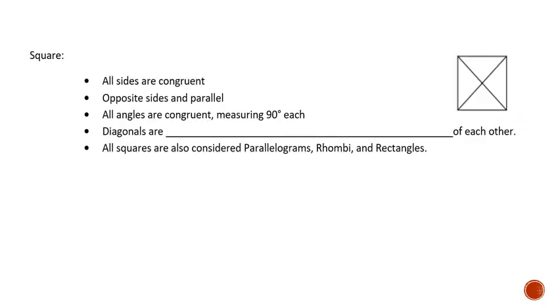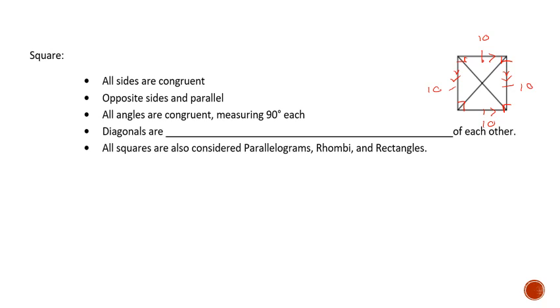All right, so squares are another figure we need to take note of. Squares have all sides congruent. So that means each and every one of these sides will be the same measure. So if this is 10, this is also 10, 10, and 10. We know the opposite sides will be parallel. So that side is parallel to that one. All angles are also congruent, just like a rectangle. So these are 90 degrees.